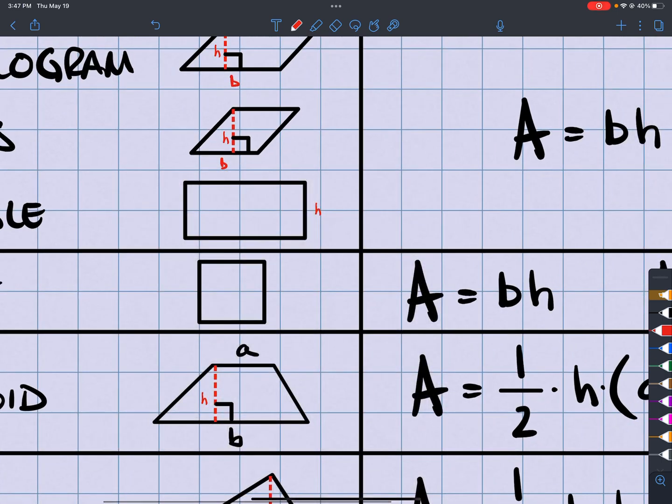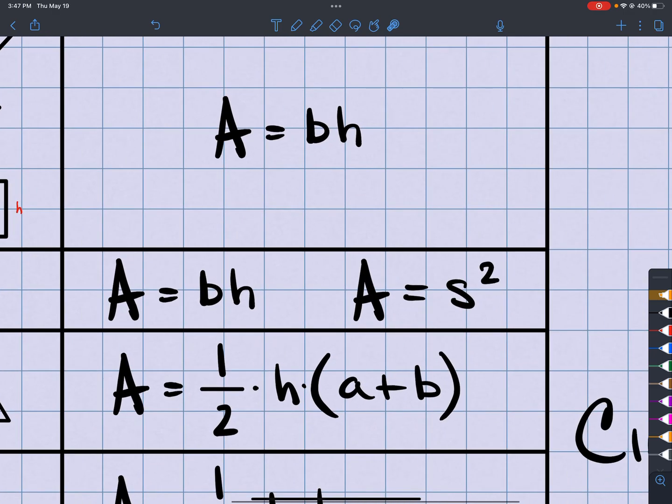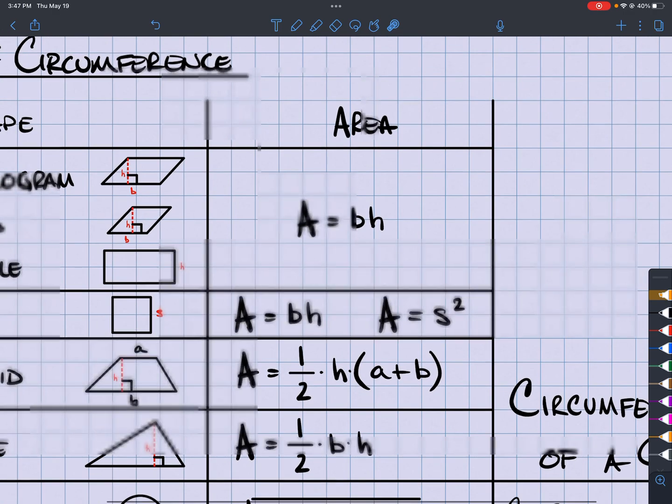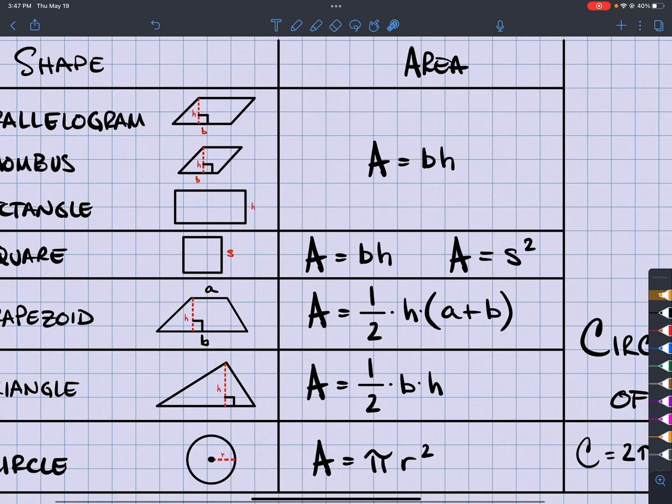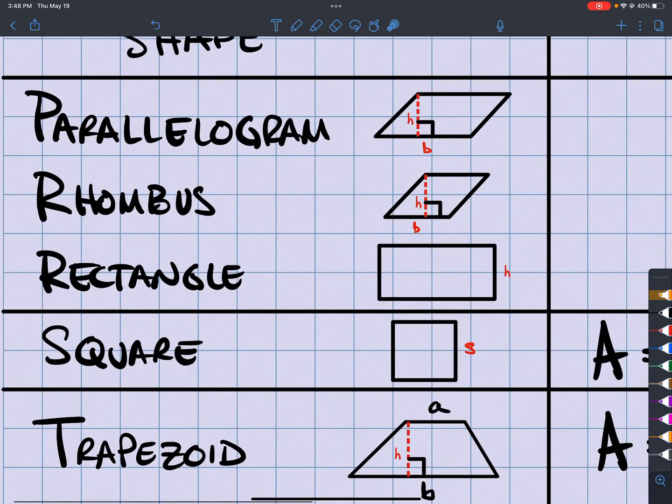However, the thing that we know about a square is that all four sides are the same. So you could call the base S, and the height can be S as well. So what you would have here would be S times S, which would give you S squared, okay? So if you want to remember extra, feel free to remember that A is equal to S squared. Other than that, area of a parallelogram, rhombus, rectangle, or square is really just the base times the height.